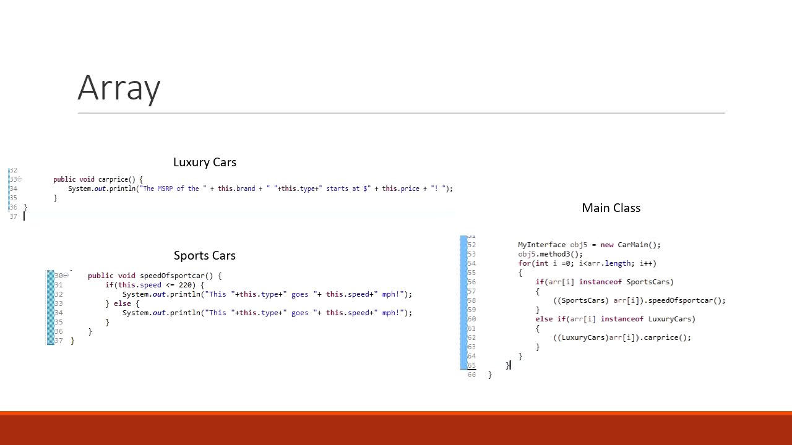Yeah, so this function, this array loop thing in the main class, it's just to output the frequently asked questions that, let's say, customers might have about these cars.